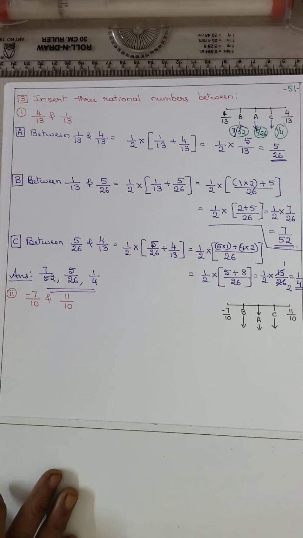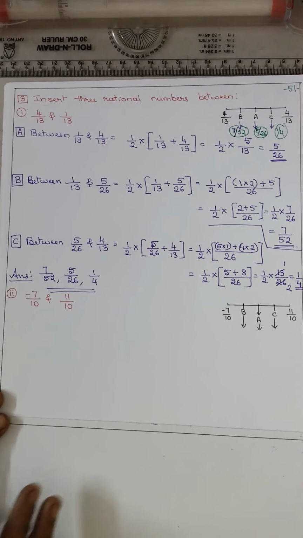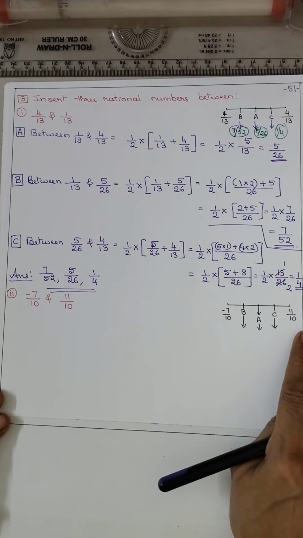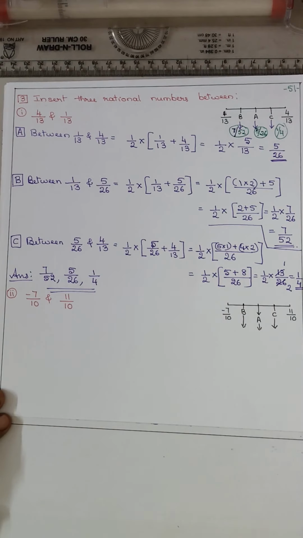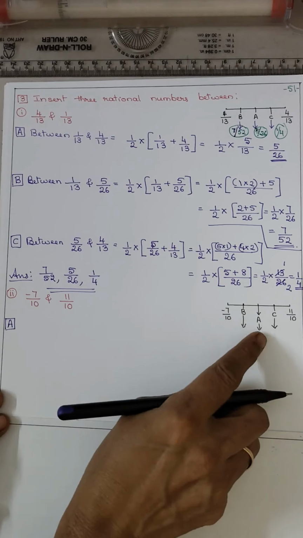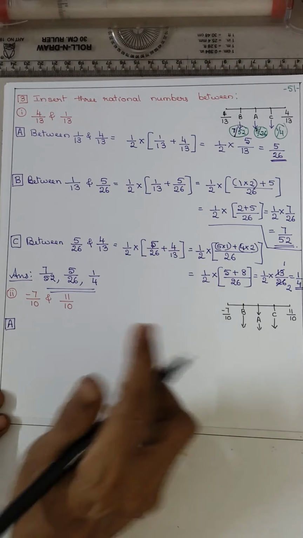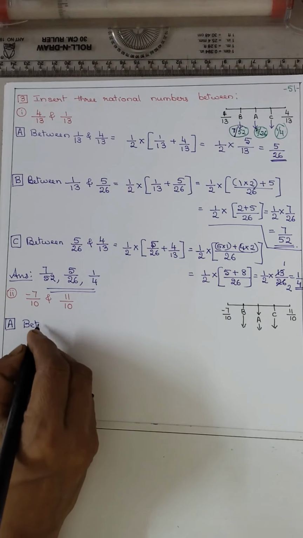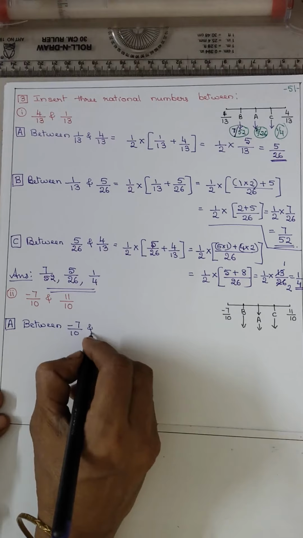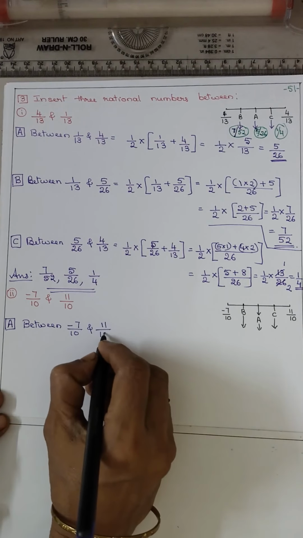Now coming to the second sum, it is minus 7 by 10 and 11 by 10. So minus 7 by 10, that is negative, to the left, and 11 by 10 to the right. Now first we have to find out A. So for A, we have to take which numbers? It is between minus 7 by 10 and 11 by 10.